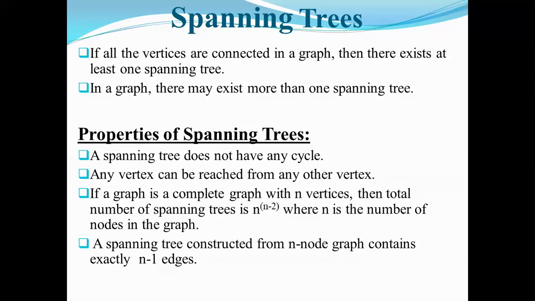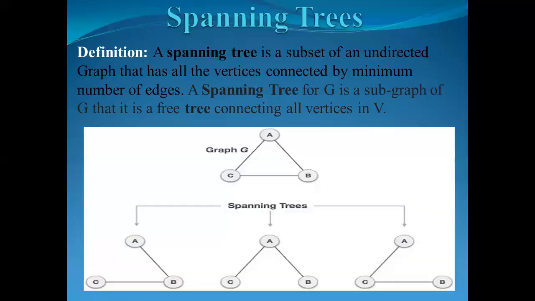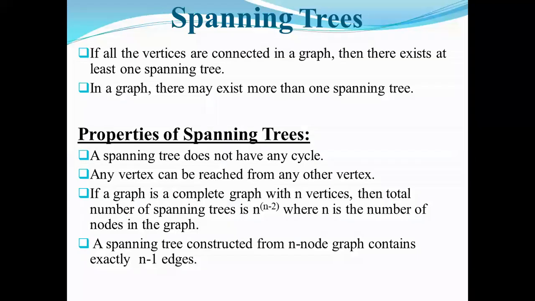Now I will tell you how many possible spanning trees we can construct. Suppose a graph is completely connected with n vertices. What do you mean by completely connected? From each vertex there is a direct edge to all the remaining vertices. Like this: from A there are two edges, one to C and another to B. From B we can reach A and C directly, and from C we can reach A and B directly. If from each vertex there is a direct edge to all other vertices, then we say that it is a complete graph.